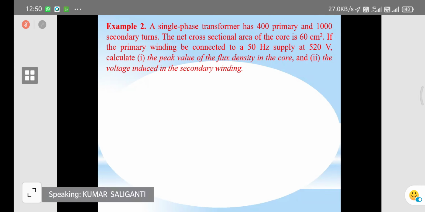A single phase transformer has 400 primary and 1000 secondary turns. The net cross sectional area of the core is 60 centimeters square. If the primary winding is connected to a 50 Hz supply at 520 volts, calculate the peak value of the flux density in the core and the voltage induced in the secondary winding. So please do this problem.